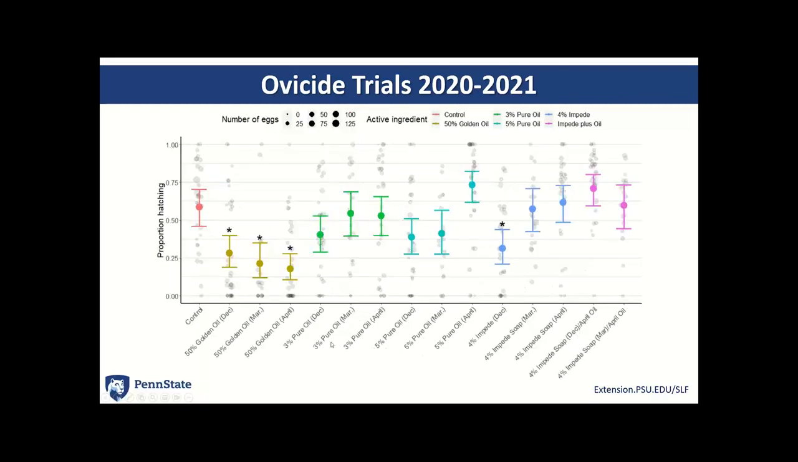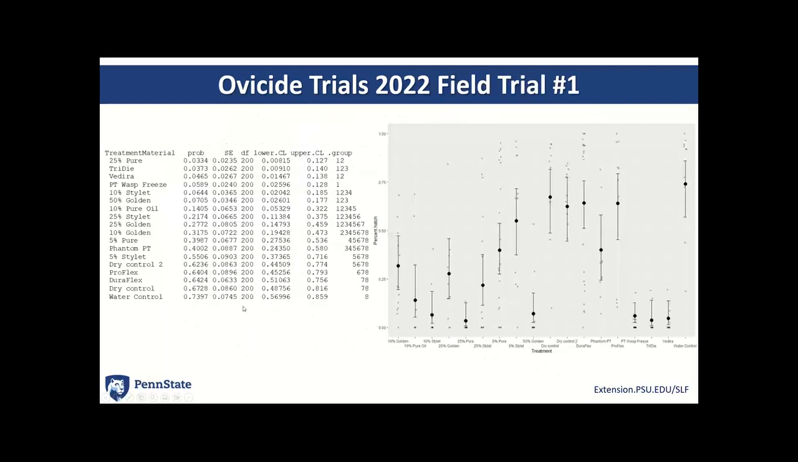What that graph is really showing you, each of these circles represents an egg mass, and this is the percentage hatch going up. Even though our control average was about 60%, you can see we had some egg masses that hatched 100% and even one that didn't hatch any. Even with our best controls, we still had 100% hatch with some of the egg masses. So it varies.